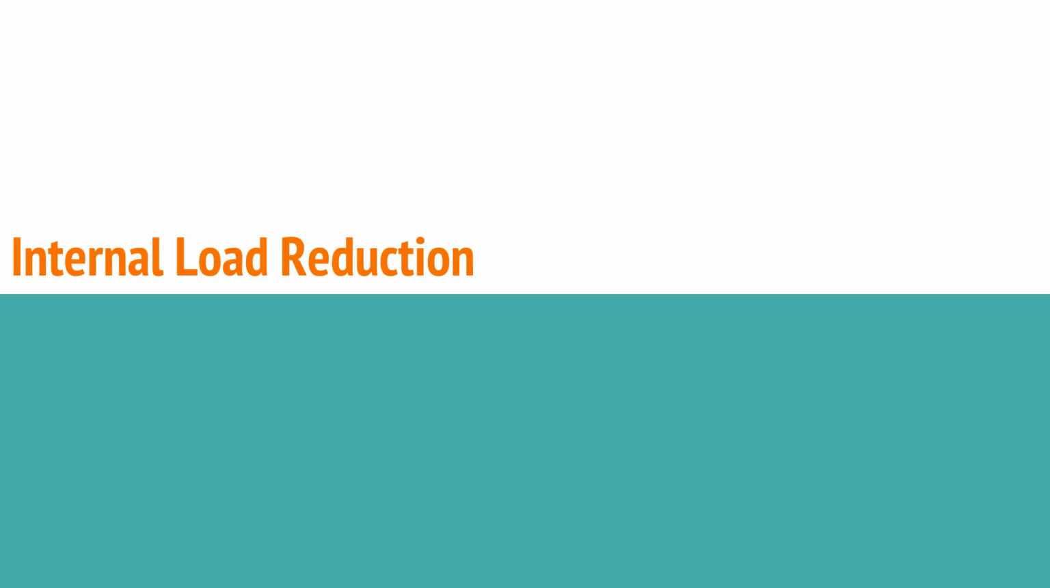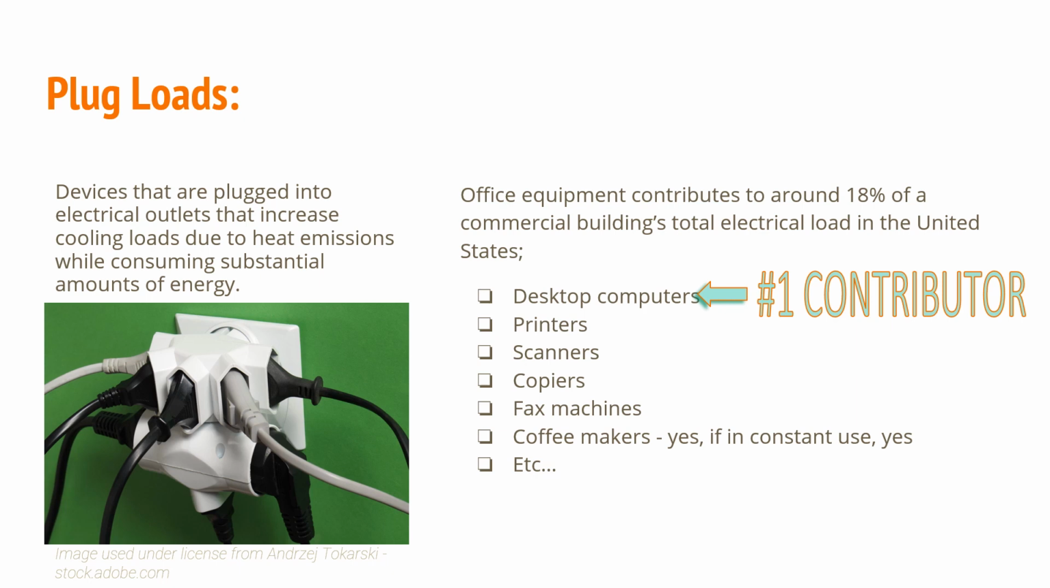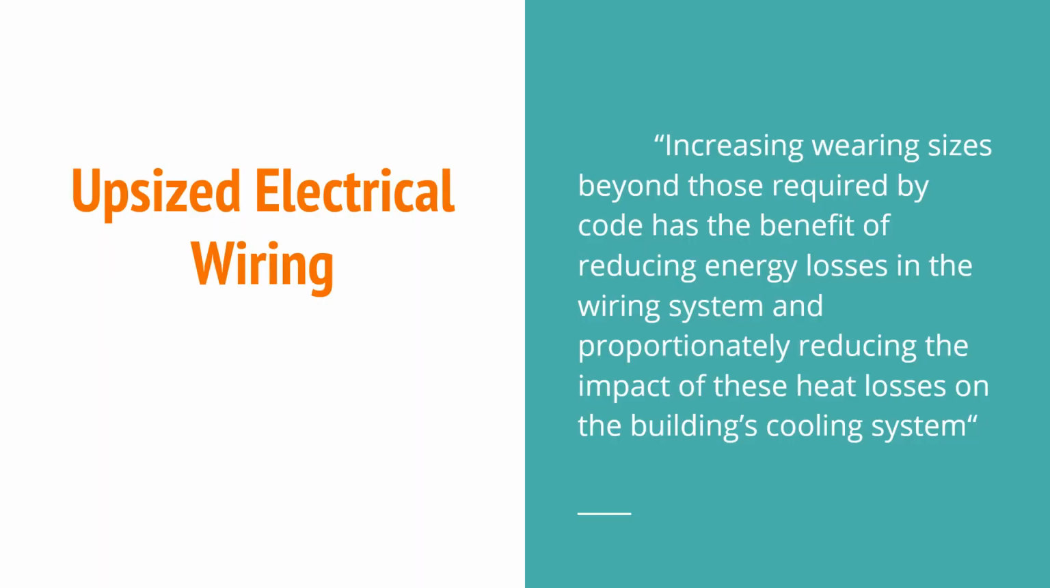So, internal load reduction. There are what we call plug loads, which is any device plugged into an electrical outlet that increases cooling loads due to heat emissions while consuming substantial amounts of energy. Office equipment itself contributes to about 18% of a commercial building's total electrical load in the United States. Among these are your printers, scanners, and copiers. The number one factor that you might expect is computers. Desktop computers are the number one contributor to these plug loads.